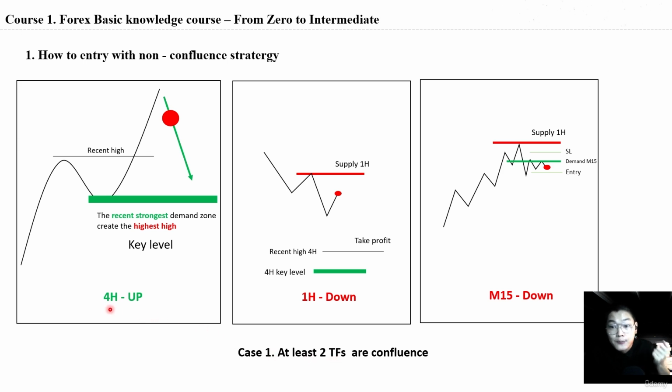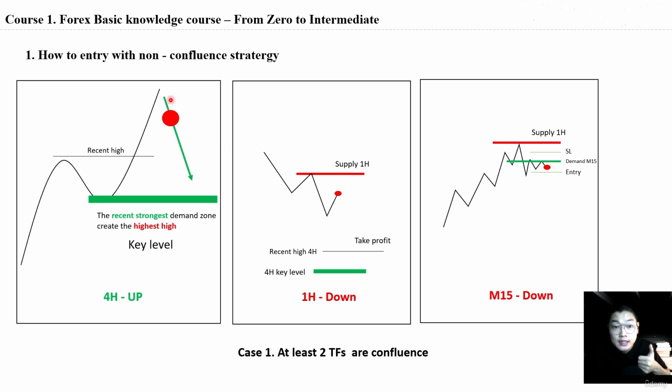For example, in the up movement at this time, the 4 hours is still in an uptrend. The first thing you can see is the structure of higher highs and higher lows. It means that it's an uptrend, and you can also define the key level, or the recent strongest demand zone, that created the highest high of the 4 hours, and the current price, the red dot, is still above this demand zone. It means that the 4 hour is still in an up movement.